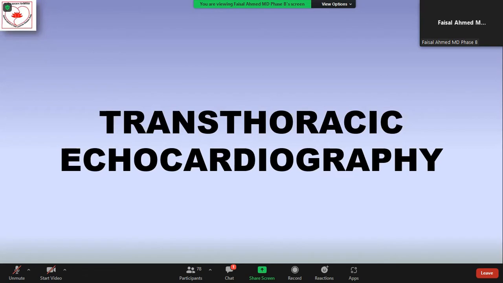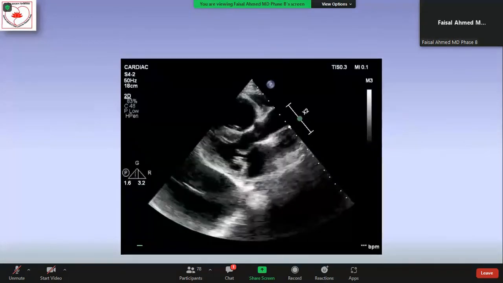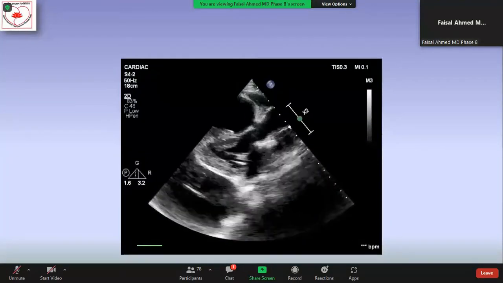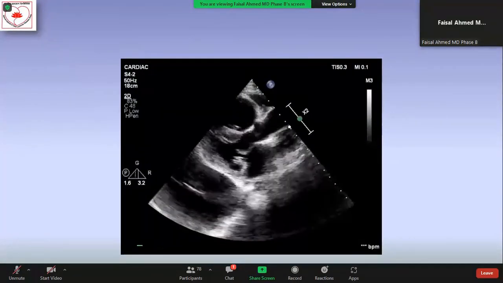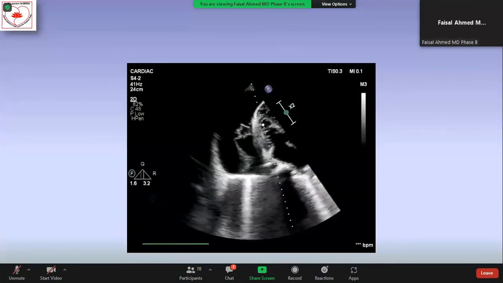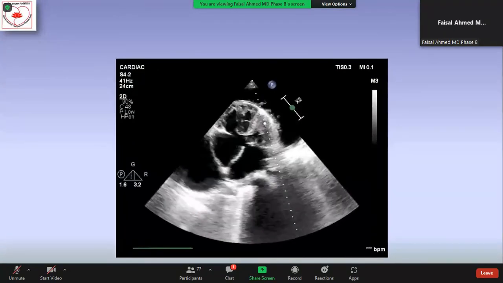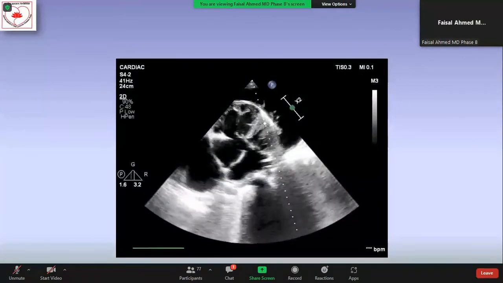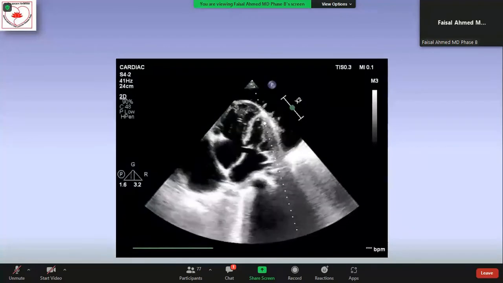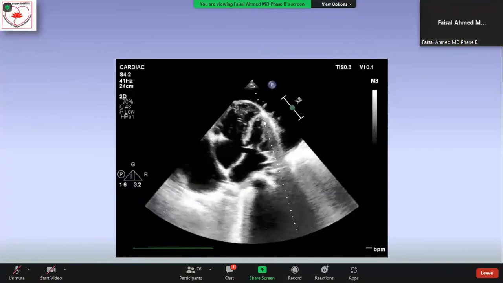So echo evaluation of the patient was done. And this is a parasternal long axis view showing a massive pericardial effusion. This is another view showing the presence of fibrin threads within the pericardial fluid. This is the apical 4-chamber view showing a large echo dropout in the lower end of the interatrial septum at the level of the endocardial cushion with dilated RA and RV, and there is also presence of some fibrin threads.